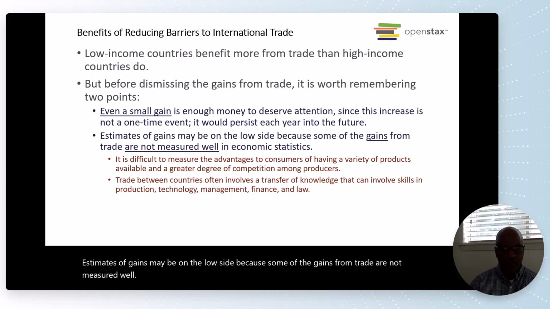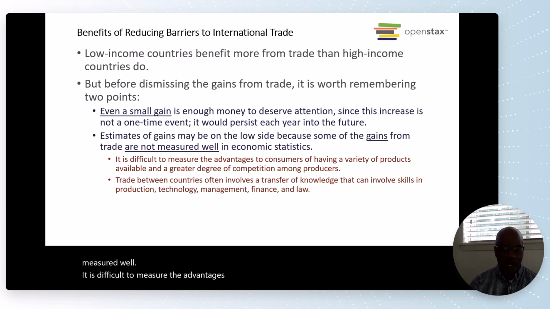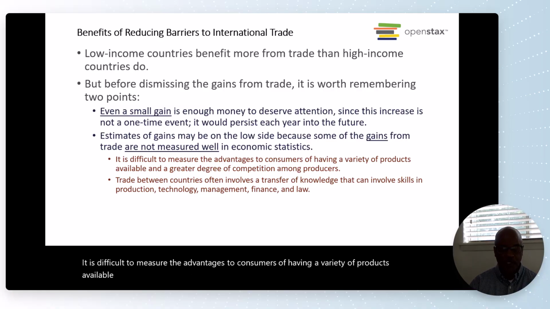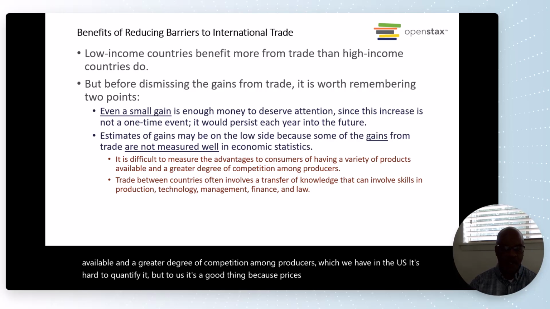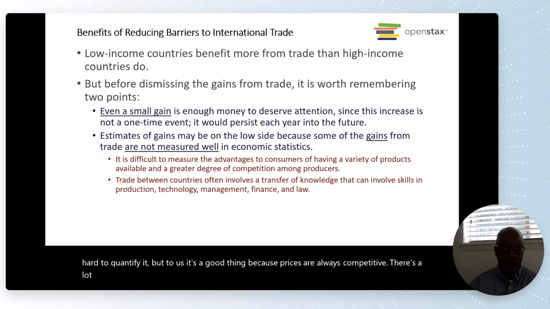It is difficult to measure the advantages to consumers of having a variety of products available and a greater degree of competition among producers, which we have in the US. It's hard to quantify it, but to us, it's a good thing because prices are always competitive. There's a lot of variety.